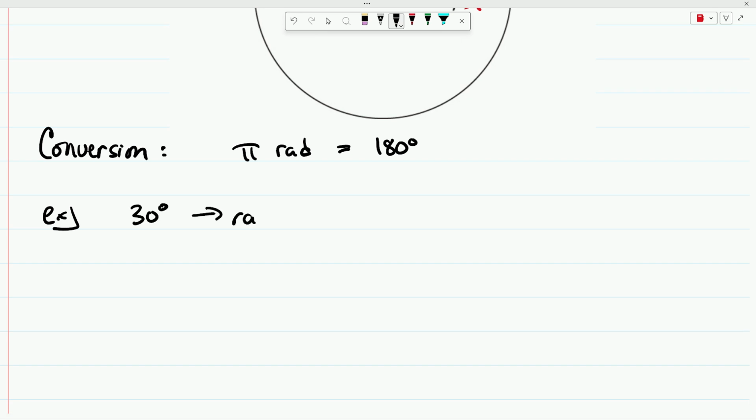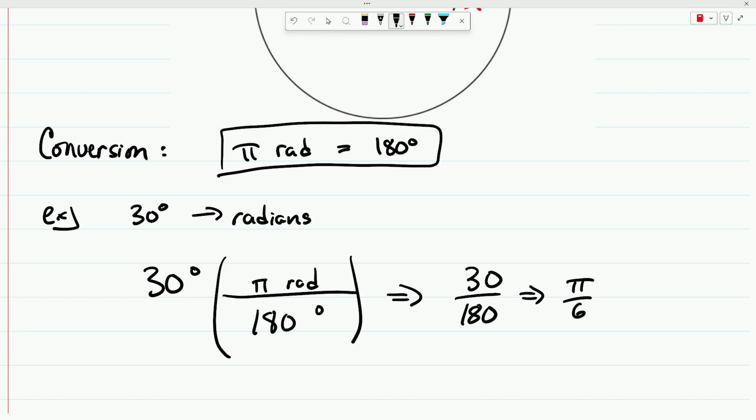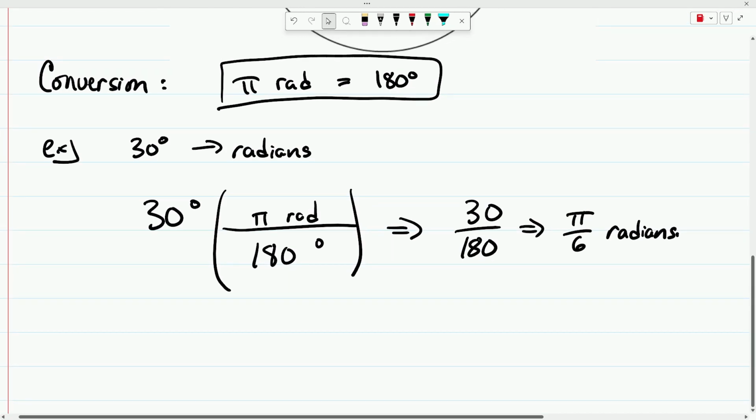So, for example, 30 degrees in radians, if we wanted to convert that, all we have to do is start with what we're given, 30 degrees. We're going to multiply this by our conversion factor. Our conversion factor is right here. And remember, we want degrees to reduce. So I put 180 degrees down below, pi radians above. When I multiply this out, I get 30 over 180, or pi over 6 radians. All right, so that's what 30 degrees is as radians.